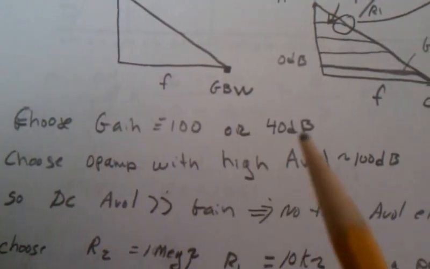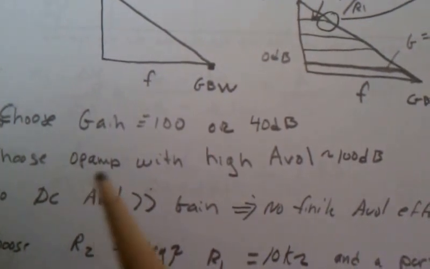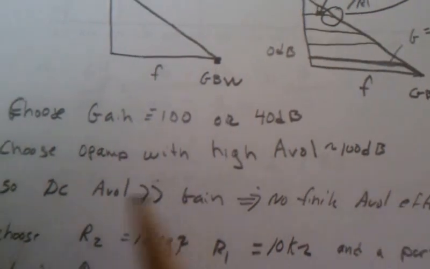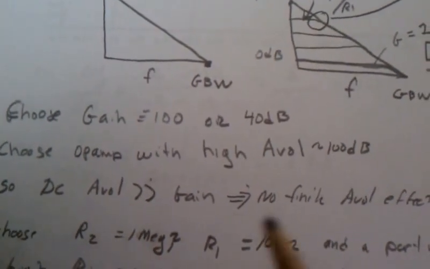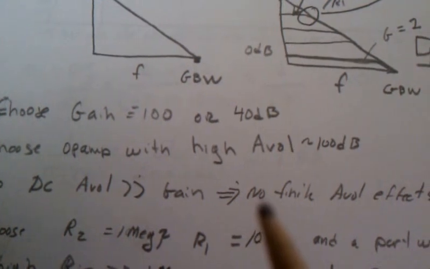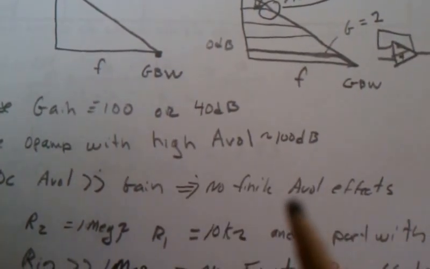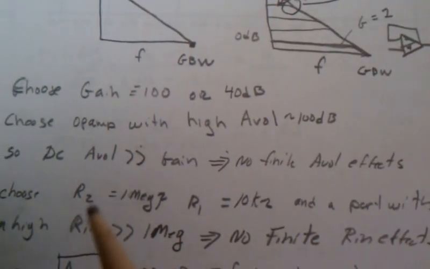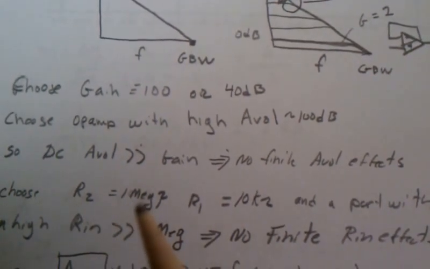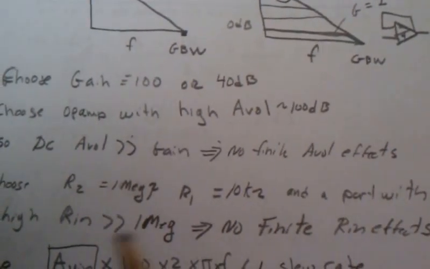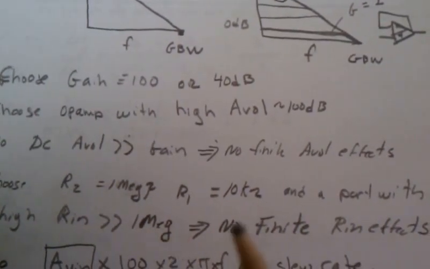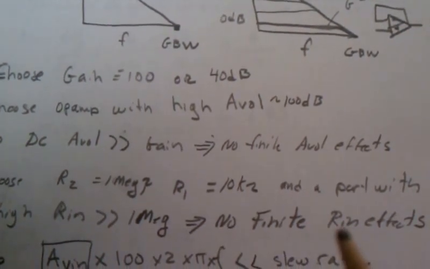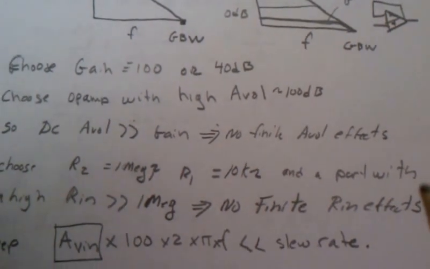You could use something else, or 40 dB. And I choose an op-amp with a high open loop gain level of about 100. And that means the DC open loop gain is a lot greater than the gain that I want to use, and that means there's no finite open loop gain effects that will affect my circuit. So if I choose R1, R2 as 1 mega ohm, R1 is 10, and a part with a high Rn, which would be greater than 1 mega ohm, I won't have any finite Rn effects of the op-amp affecting it.